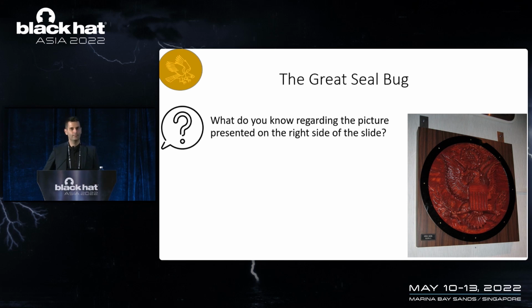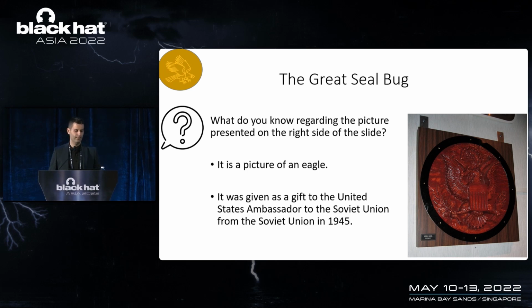Okay, so let's start with a question. What do you know regarding the picture presented on the right side of the screen? Okay, so here are a few interesting facts. The first fact is that, as you can see, it is a picture of an eagle. Another fact is that this picture was given as a gift to the United States ambassador to the Soviet Union at the end of World War II. They actually received it as a gift from the Soviets.